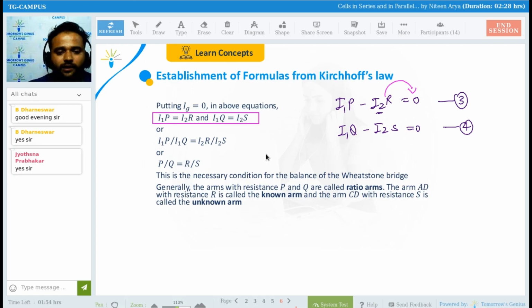So what we are doing here: first initially we say, if this is going to be the condition, then Ig is going to be 0. Obviously we don't prove in the same method, we prove in a reverse method. What if I put Ig 0 deliberately? When I put Ig 0 deliberately, automatically I get this relation. So that is how we proved. Okay.